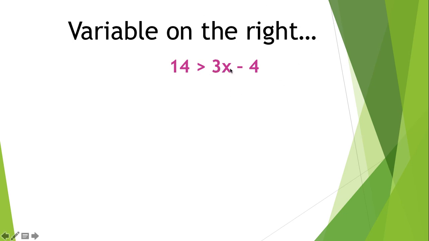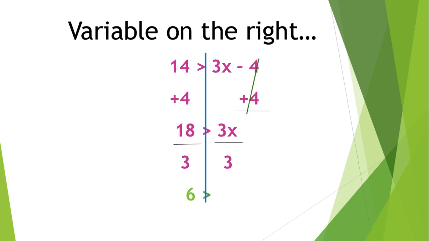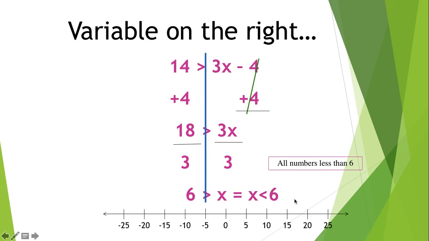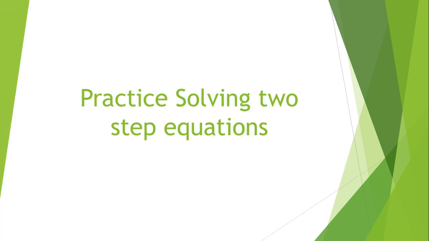Now what to do when the variable is on the right side? We need to first solve it and then bring the variable to the left side. And when we bring the variable to the left side, we have to change the inequality sign. We already studied this in our first lesson.